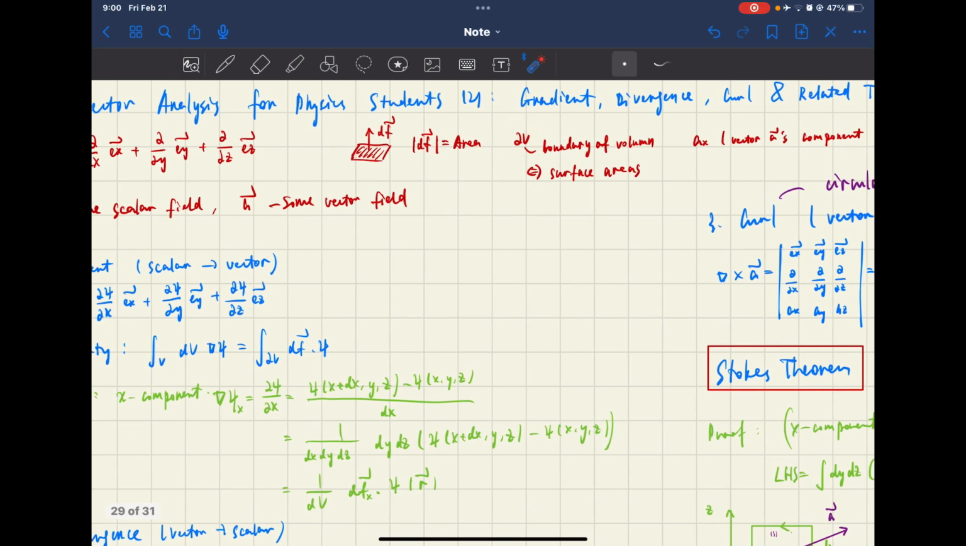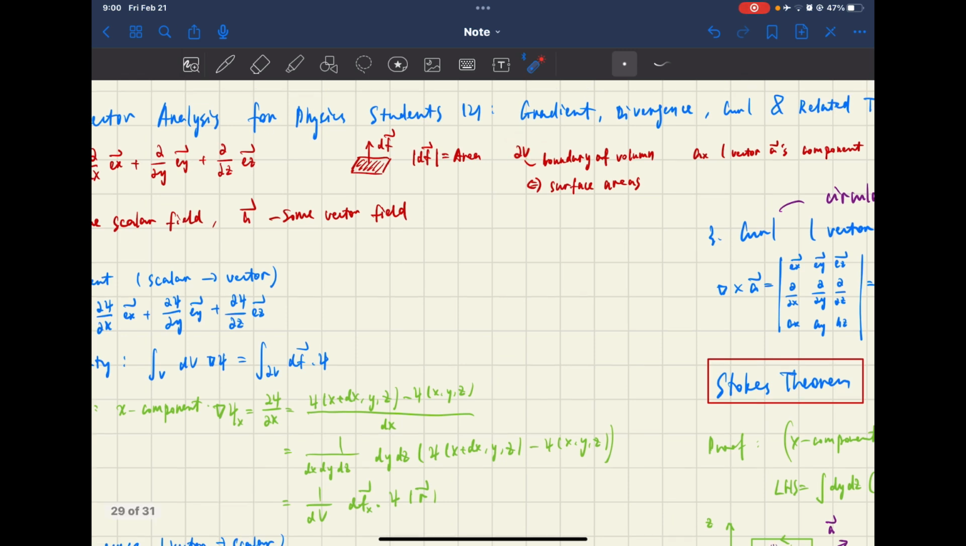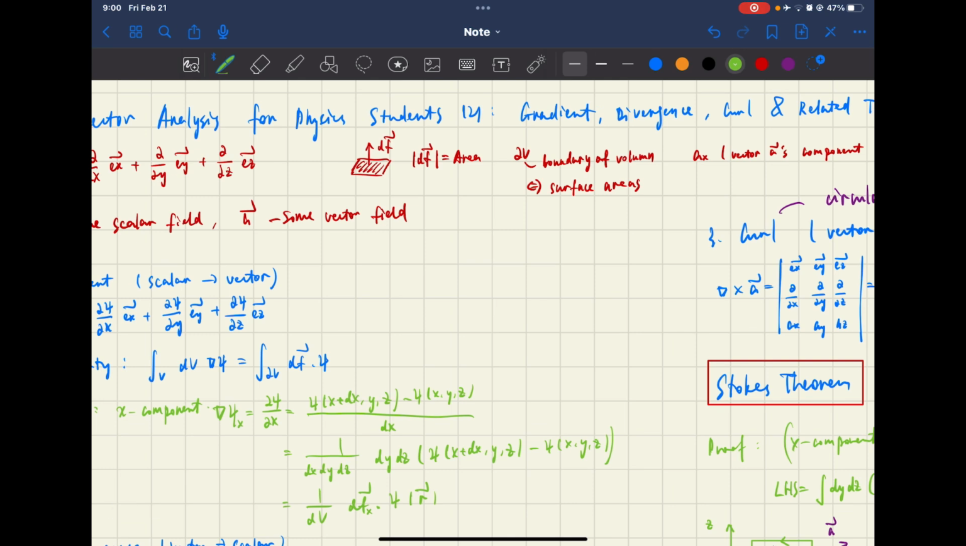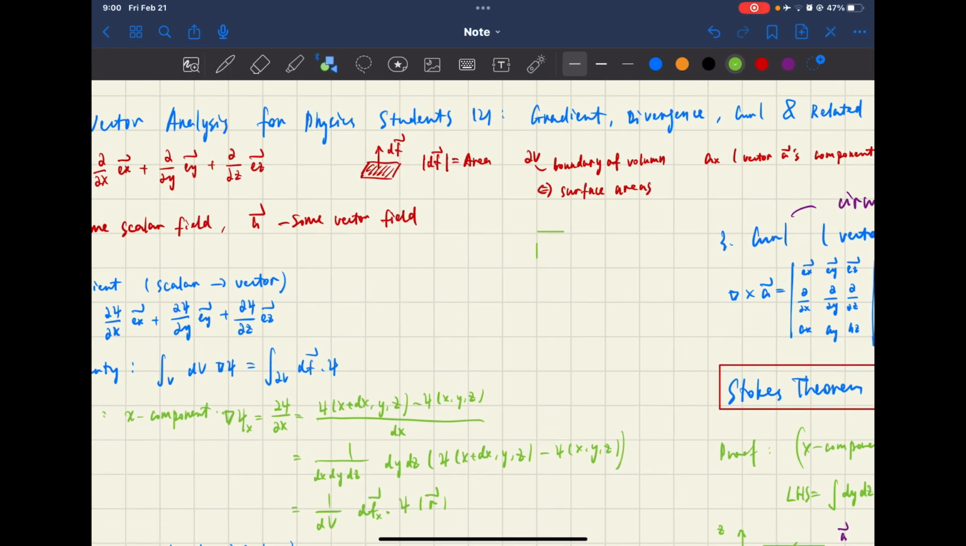Okay, next is this: a partial sign before V, where V is volume. The partial sign of V means the boundary of the volume, which is equivalent to surface areas. So for example, we have a block here. So it's a volume, obviously. The boundary of the volume would just be all six surfaces, like the shaded region. So the boundary of this cube is just its six surfaces, and we denote all these boundaries by adding a partial sign in front of it.